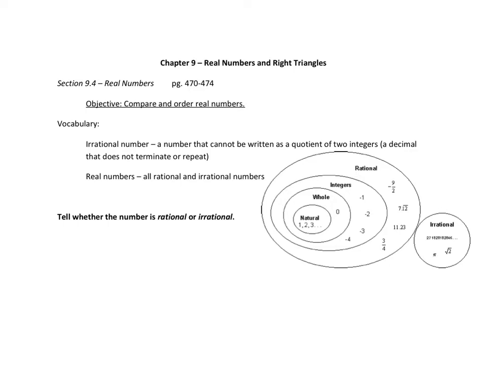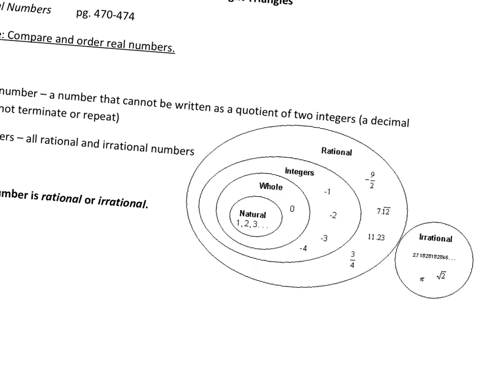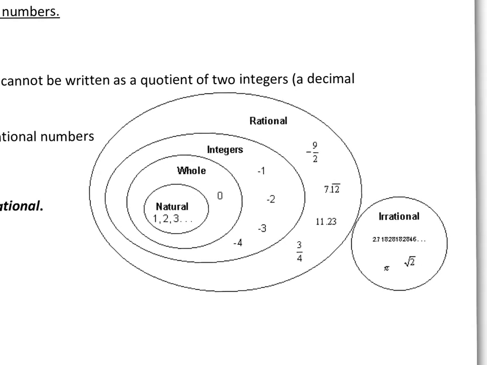It talks about an irrational number, where basically if it's an irrational number, you can't write it as a fraction. If it's a rational number, you should be able to write that number as a fraction. Real numbers are the numbers that include all the rational and irrational numbers. So I really like this diagram that you see on your notes.